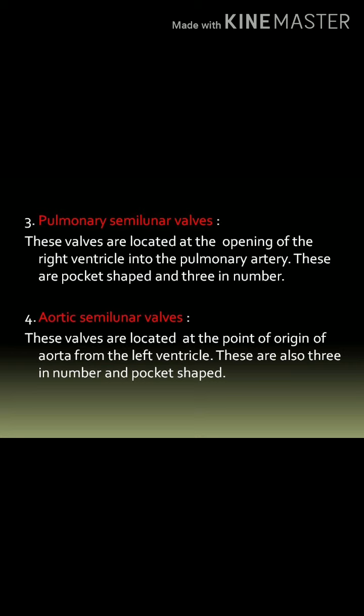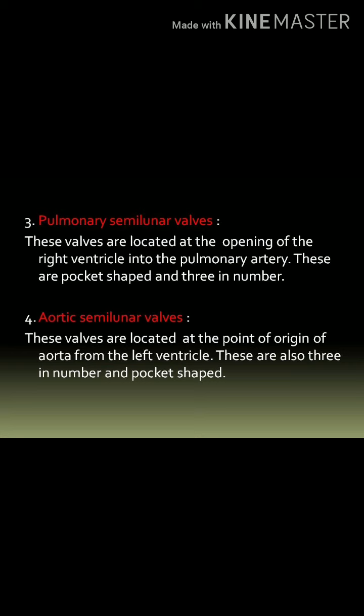This pulmonary semilunar valve is located at the opening of the right ventricle into the pulmonary artery. So why is it called semilunar? Because it is a half moon-like structure. That's why it is called semilunar. Between the opening of the right ventricle and the pulmonary artery, we can see these semilunar valves.